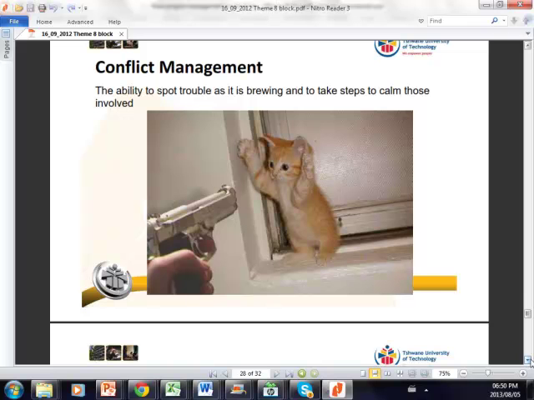Conflict management, the ability to spot trouble as it is brewing and to take steps to calm those involved. Okay, so something that works very well here often is humor. So everybody's getting all tensed up and then you just throw in that little joke or that little snide remark and suddenly everybody's just, "Oh, okay." Right, and the other thing about this is, look, it's conflict management. And it's about taking steps.